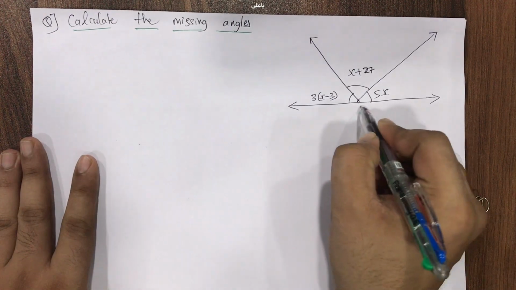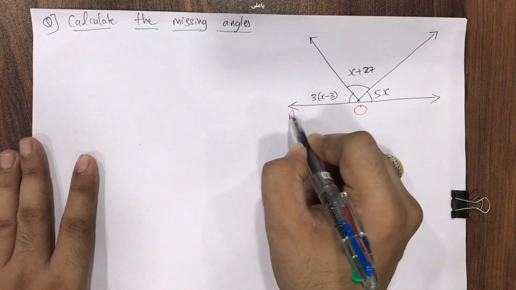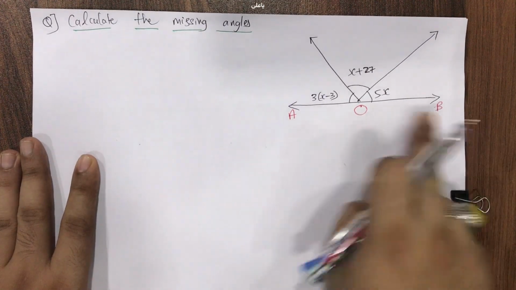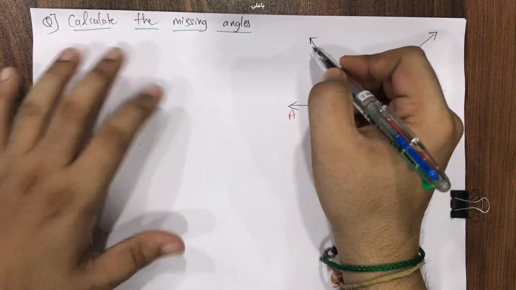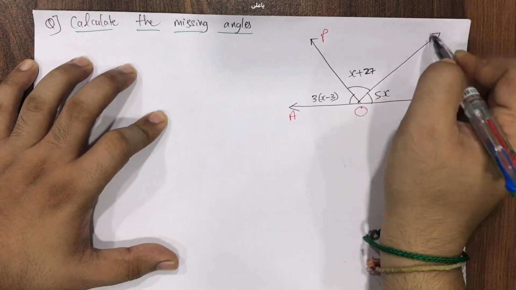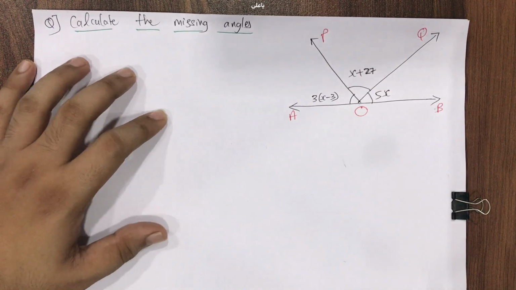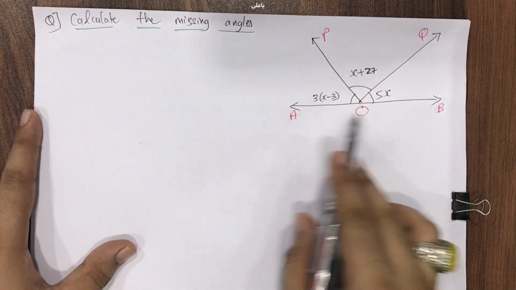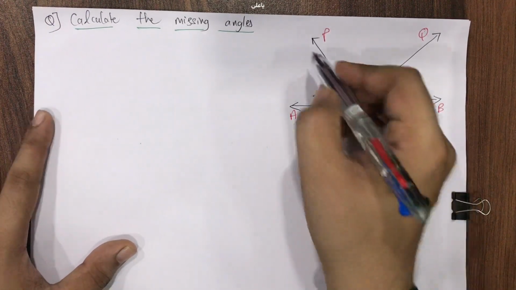Okay, let's call this point O. You can give anything. I'm writing this as A and this as B. AB is my straight line. I can write this as CD, anything, but I'm writing this as P and I'm putting this as Q. So labeling the diagram is very important. So AOB is a straight line and we have three angles in it.